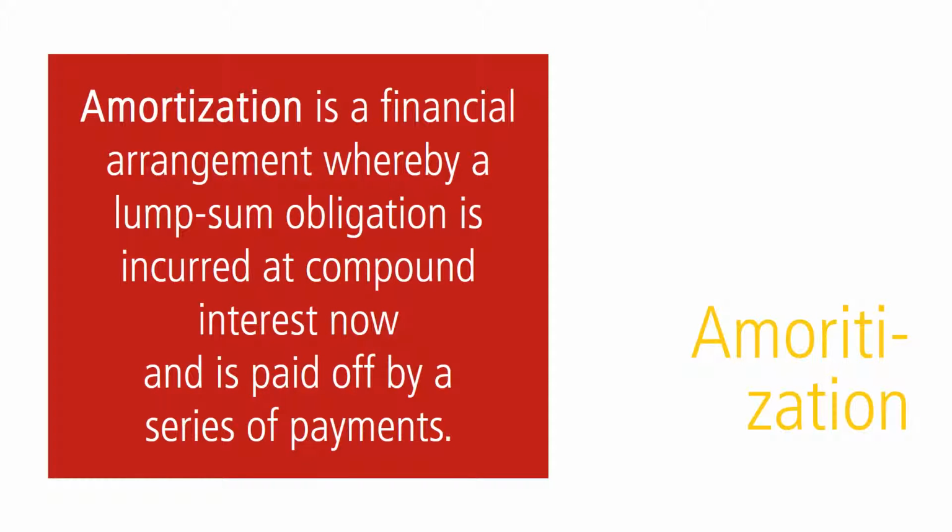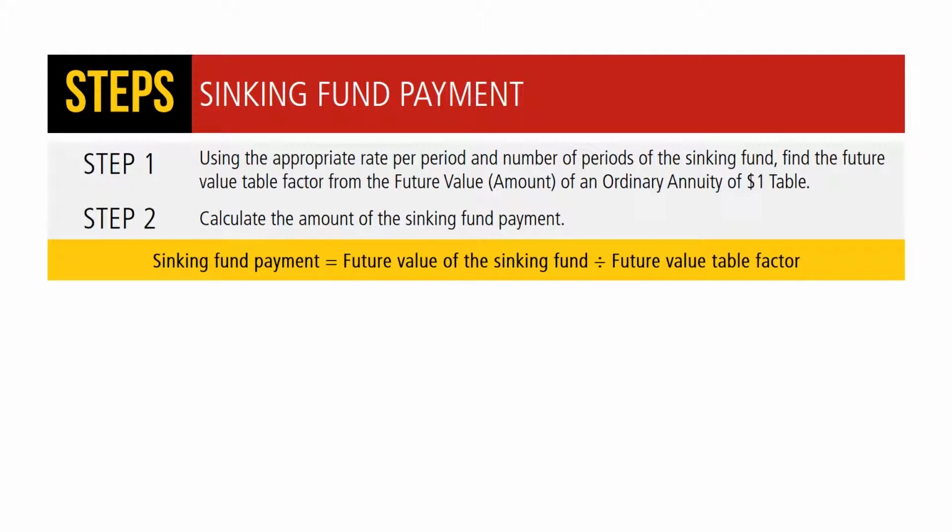Amortization is the opposite of a sinking fund. Amortization is the financial arrangement whereby a lump sum obligation is incurred at compound interest now, present value, and is paid off or liquidated by a series of equal periodic payments for a specified period of time. In a sinking fund, the future value is known, therefore we use the future value of an ordinary annuity table to calculate the amount of the payment.